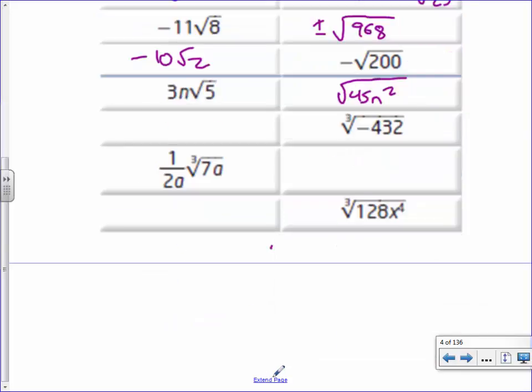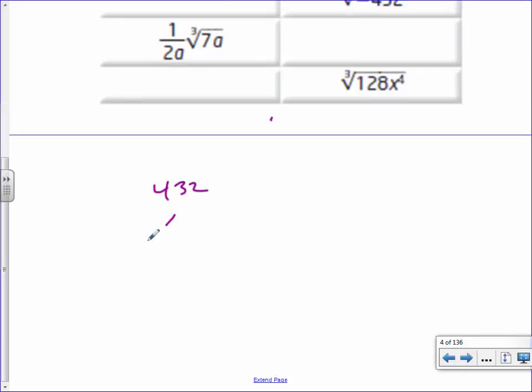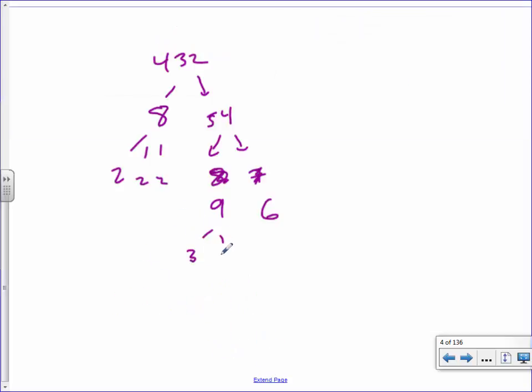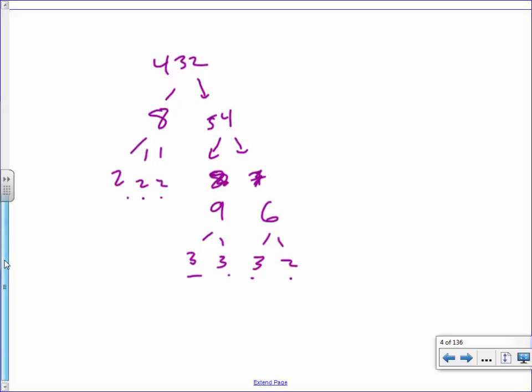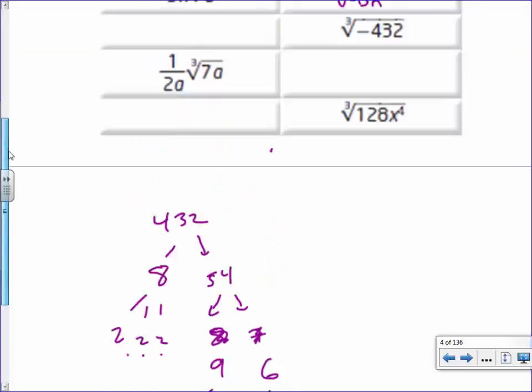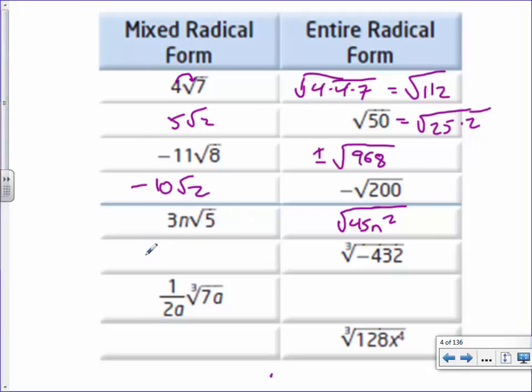No, I'm going to just do a factor tree. 432 was 8 and 54. 54 is 8 and 7? No, that's 56. 54 is 9 and 6. That's 2, that's 2, that's 2. That's 3, that's 3, that's 3, that's 2. So I've got 1, 2, 3, 1, 2, 3, 4. Okay, so I can take out a 2. And I can take out a 3, so I can take out 6 and leave behind a root 2. So that's a minus 6 cubed root of 2.